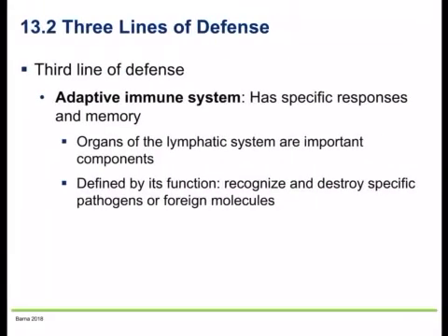Our third line of defense, which includes our adaptive immune system, this is specific. That's one thing to remember. Our first and our second line of defense was not specific. These are going to be organs of the lymphatic system are going to be big components of this. This includes like the thymus and the spleen, your tonsils. They recognize because it is specific, and they will destroy those specific pathogens or foreign molecules.